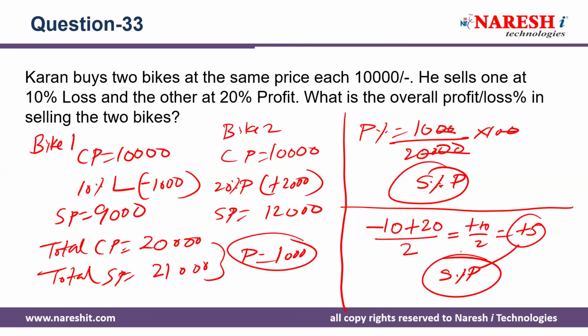This method can be used whenever two products, three products or four products have the same cost price. This shortcut which I told you is only applicable whenever the products have the same cost price. Two products, three products, four products with the same CP, then use this method.